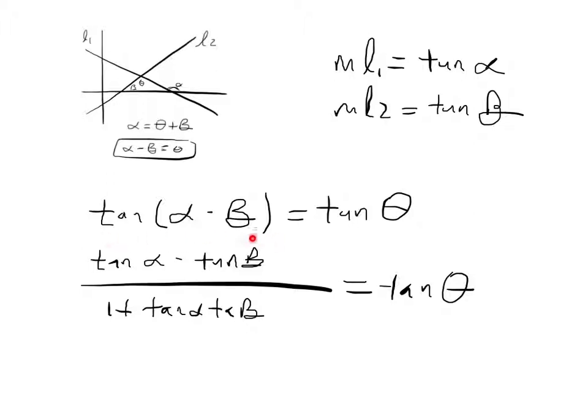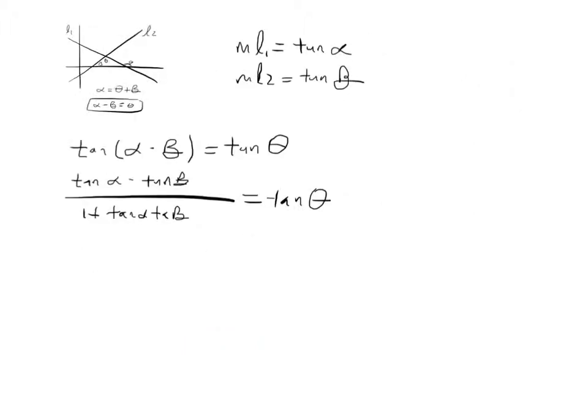If I use my tangent of alpha minus beta formula, tan alpha minus tan beta over 1 plus tan alpha tan beta equals tan theta. I then can just plug in what tan alpha and tan beta are, the slopes of lines 1 and 2 respectively. So the tangent of theta is the slope of line 1 minus the slope of line 2, all over 1 plus the product of the slope of line 1 times the slope of line 2.